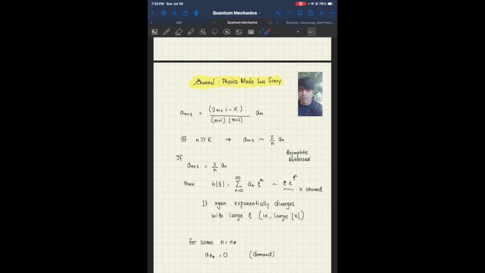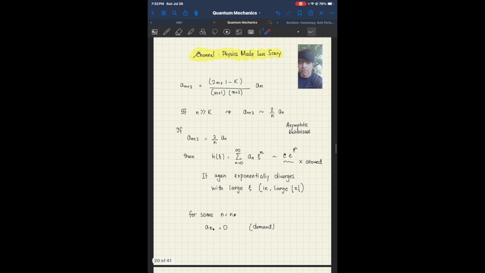Is this clear? This is crucial. If you demand, let me say it again. If you demand this term vanishes for some particular value of n star, or n star plus 2, just to be consistent with Griffiths, let me call it n star plus 2. Doesn't matter, of course, right?